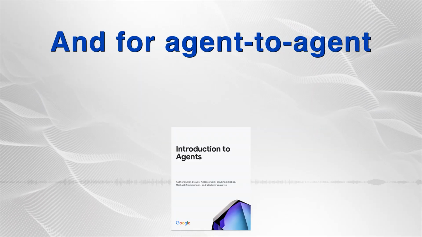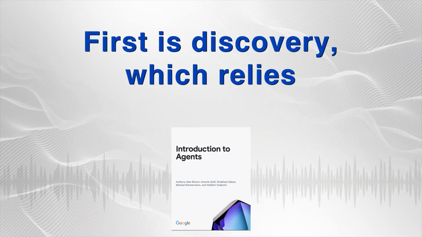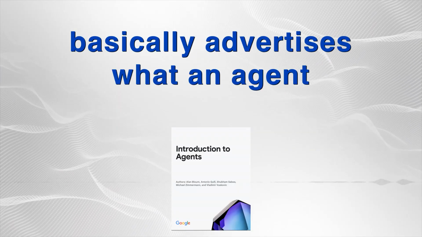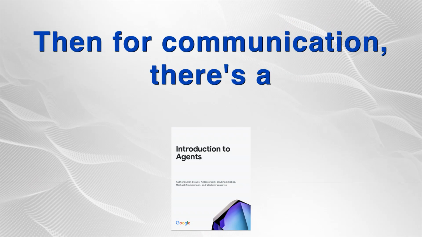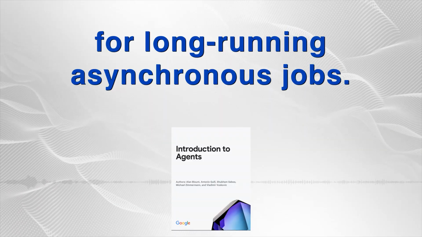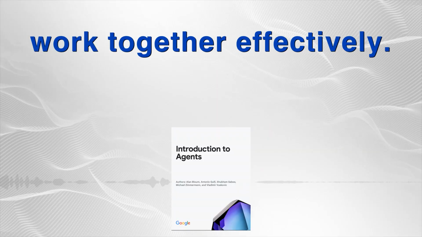And for agent-to-agent or A2A collaboration, there are two key standards. First is discovery, which relies on an agent card. It's a JSON file that basically advertises what an agent can do. Then for communication, there's a task-oriented protocol that allows for long-running asynchronous jobs. It's essential for those level 3 multi-agent teams to work together effectively.